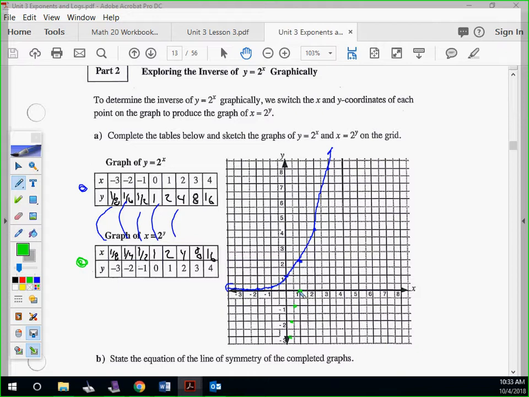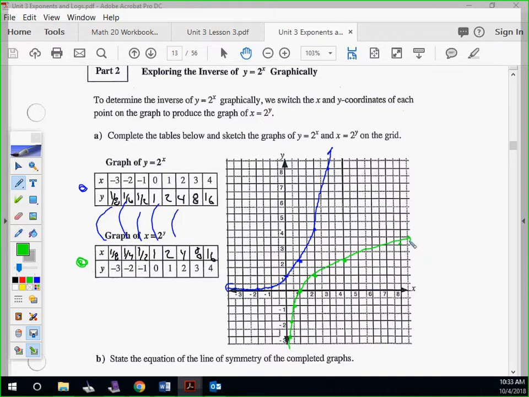At 2, I'm at 1. At 4, I'm at 2. At 8, I'm at 3. And so you kind of see that's what it looks like.